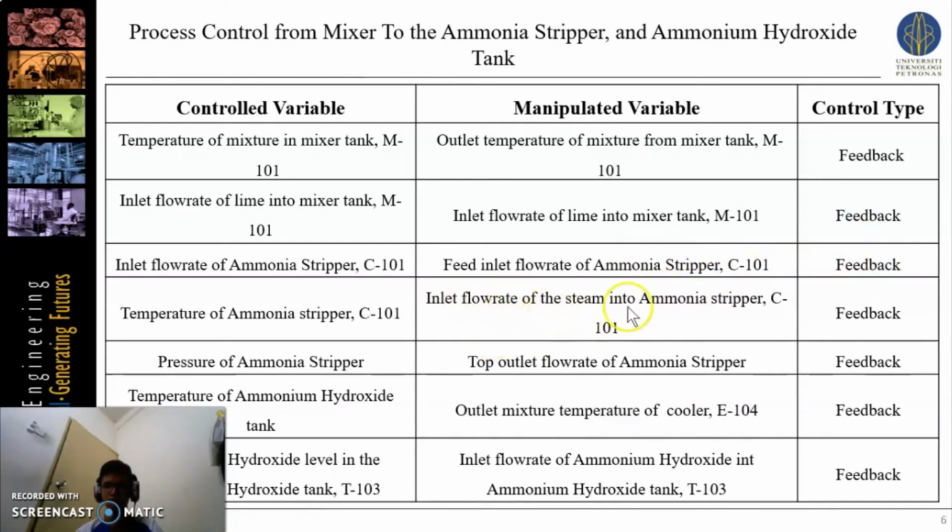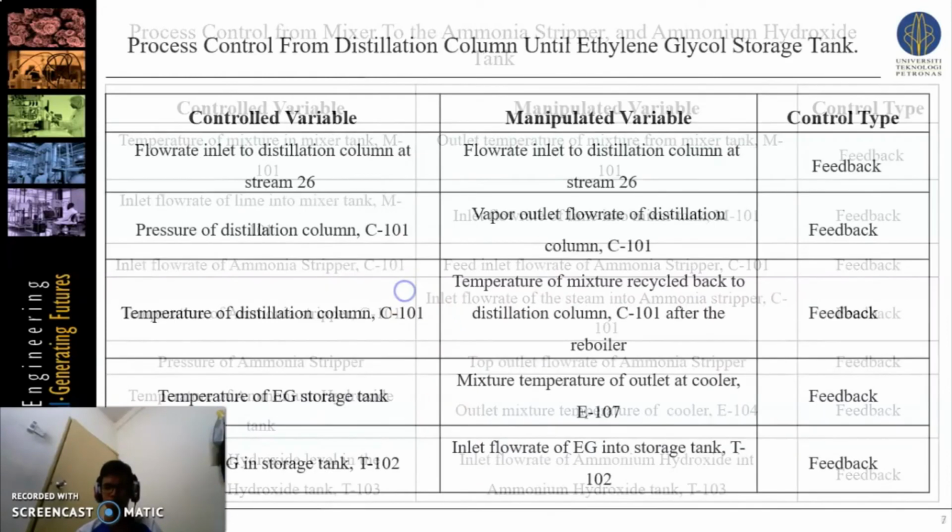the inlet flow rate of the steam into the ammonia stripper, which uses a temperature transmitter, also employs a feedback control system. The pressure employs a feedback control system, which measures and manipulates the top outlet flow rate of the ammonia stripper. Furthermore, we also control the outlet mixture temperature of cooler E104 through a feedback control system, and the ammonium hydroxide level in the ammonium hydroxide storage tank, by manipulating the inlet flow rate of ammonium hydroxide into ammonium hydroxide tank T103, is also controlled through a feedback control system.